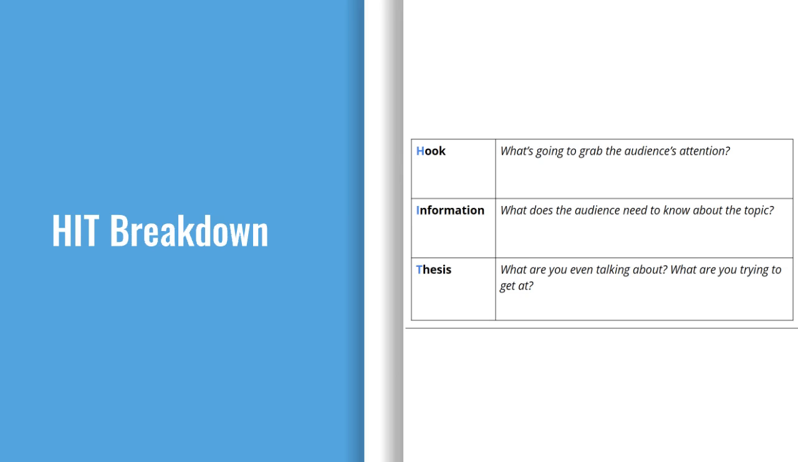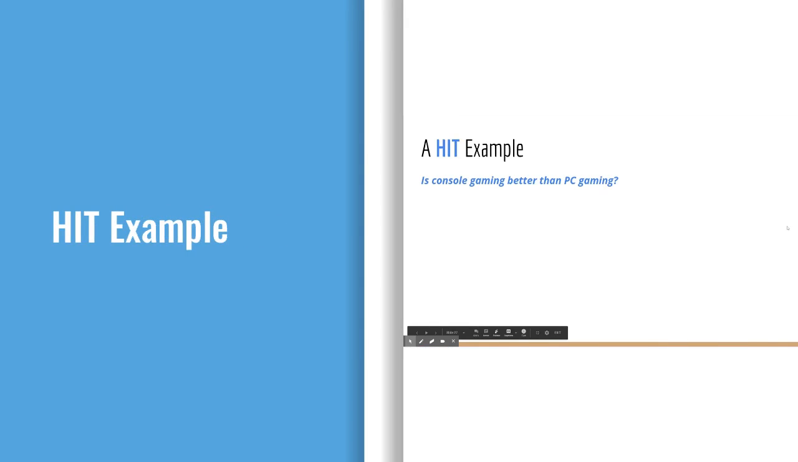The most important thing is going to be that information, letting them know what they're about to get themselves into. What do they want to keep on reading about? Before you finally get to the thesis, where you answer the prompt and answer the question that the essay gives you. So talking about prompts, let's see how we might use a hit introduction for an essay on gaming.